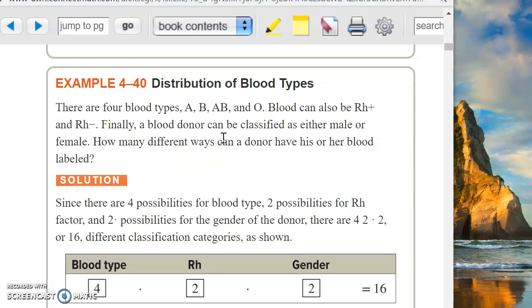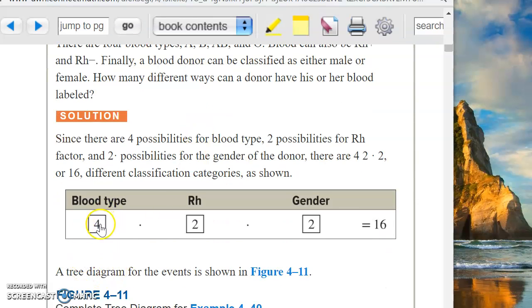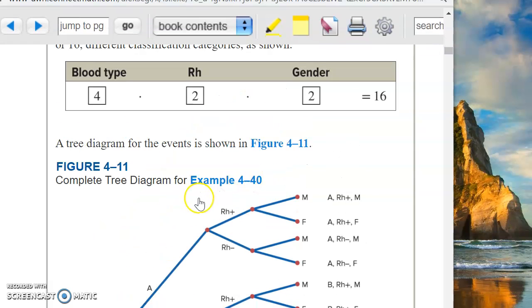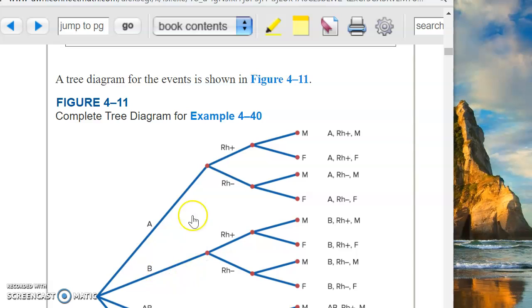Now, drawing our little boxes, just like we did before, I believe makes it a little bit more clear. For blood type, you have 4 choices. RH, you have 2 choices. Gender, you have 2 choices. Multiply them together, you have 16 possibilities. So here we have K1 is 4, K2 is 2, K3 is 2. So we multiply them together.